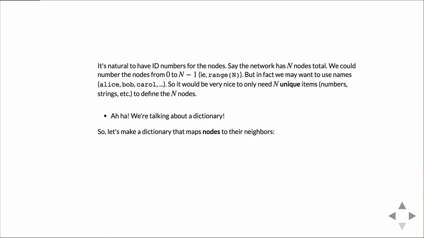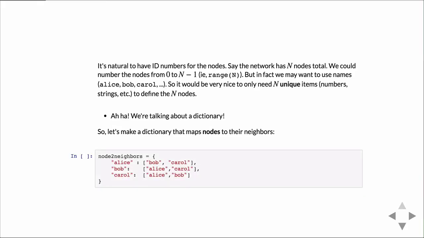So if we use a dictionary, we need to store all of the node names as the keys in the dictionary, and the values are going to be the edges. So we can make a dictionary that maps a node to all the neighbors. Here, this is a fully connected network, which is a dictionary. Each key is a node, and each value is the other nodes that are the neighbors of the given node. So here, Alice points to Bob and Carol, Bob points to Alice and Carol, and Carol points to Alice and Bob.